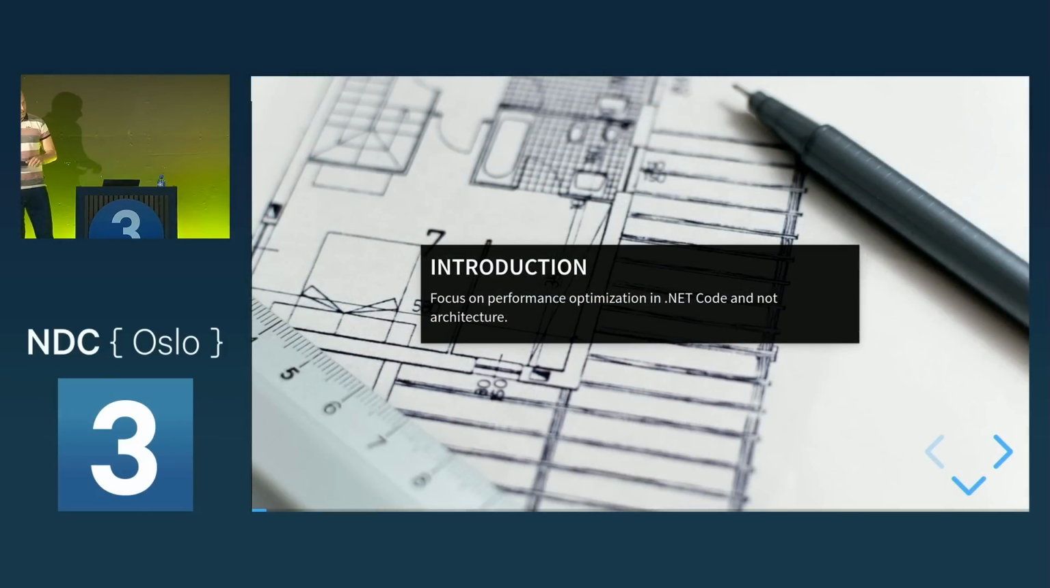Okay, a quick introduction. This talk is not going to be about horizontal or vertical scaling. You can achieve a lot of throughput and performance by scaling architectures horizontally or vertically, but that's not what this is about. It's also not going to be about tools like Benchmark.NET, profilers and so on, because that would be a whole other talk. This talk is really about performance optimizations that you can do in your C# .NET code.